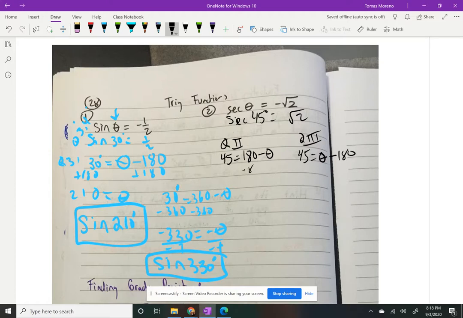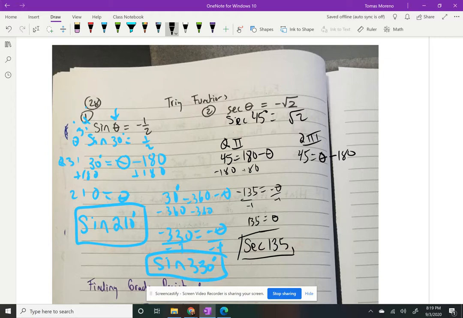So we subtract 180, that gives us negative 135. And then divide by negative 1. So our angle is 135 equals theta. So then we would put secant 135.